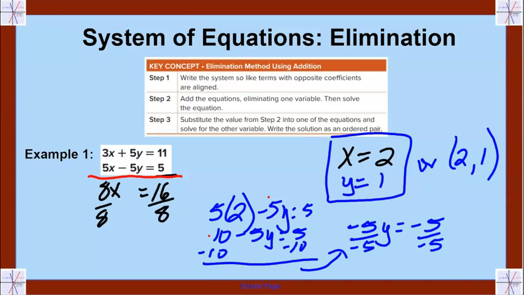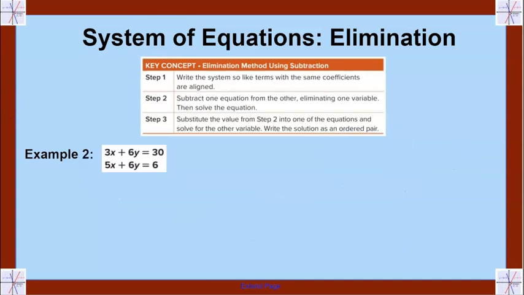Our second example. Here we have 3x plus 6y equals 30 and 5x plus 6y equals 6. Now here, you'll notice that the y's have the same coefficients in the same equations. So here we're going to eliminate by using subtraction. So we're going to multiply one of the equations by a negative 1 so that we can simplify what we have, or eliminate one of the variables.